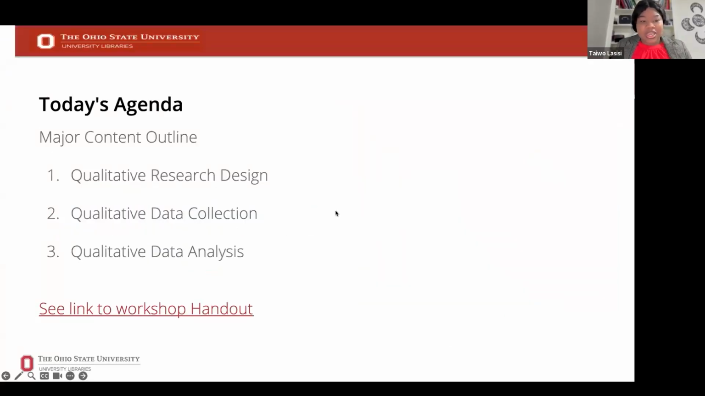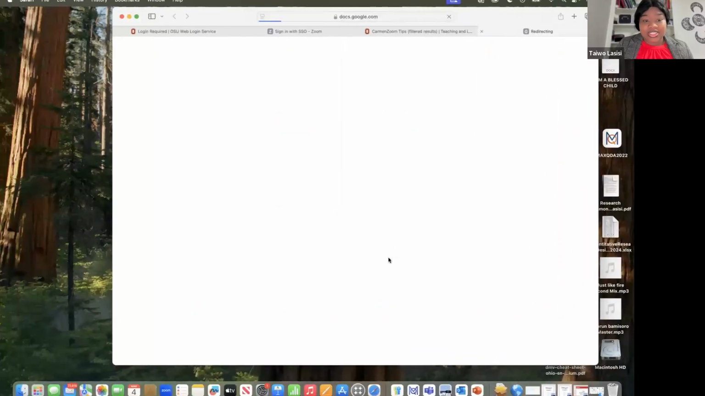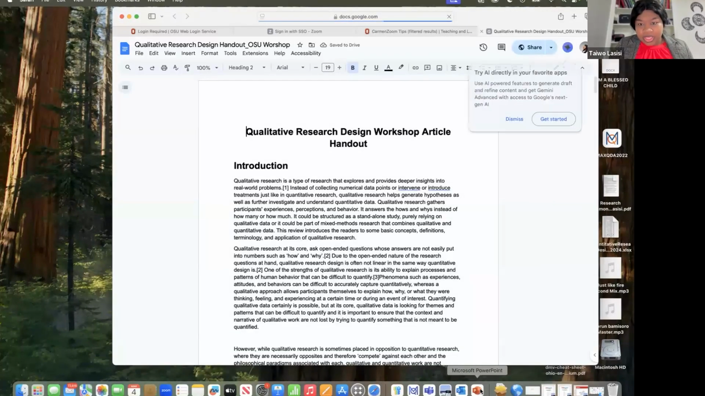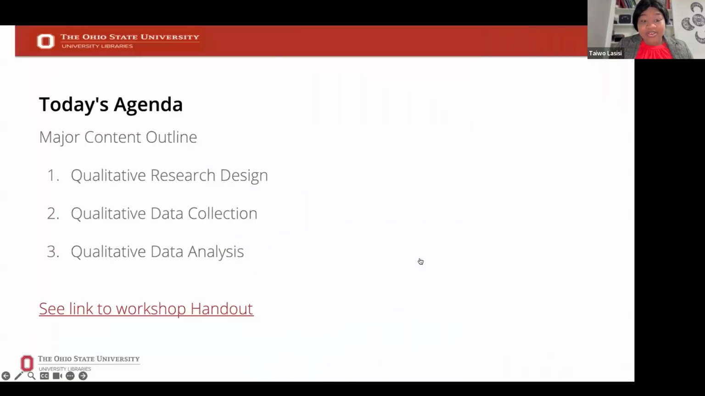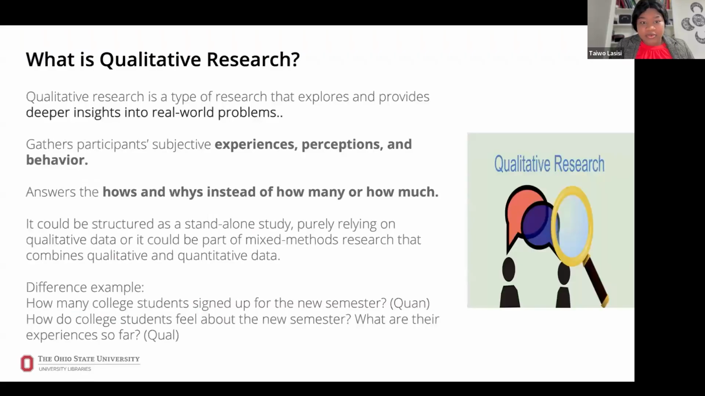Here is today's outline. We're going to be running through what qualitative research design is about, and we'll talk a little bit about qualitative data collection, and we'll also talk about qualitative data analysis. I'm going to send these slides after the workshop, so that in case you want to check out the handout for this workshop, you can have it.